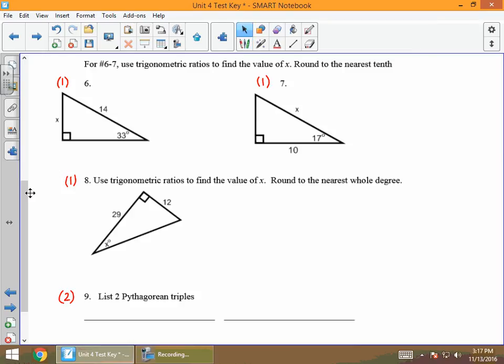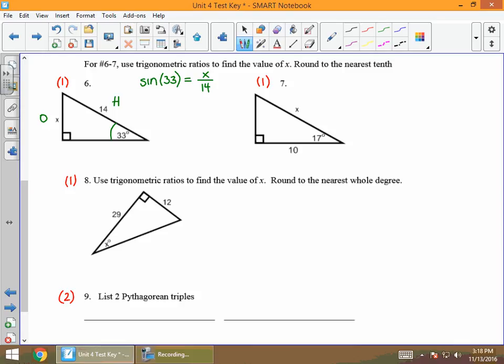Okay, question number 6 says use the trig ratios to find the value of x, round to the nearest tenth. That is 1 decimal point. All right, so 33 is my angle. So x is opposite, and 14 is the hypotenuse. So I'm using O and H, so I know that that is the sine. So the sine of the angle, sine of 33, calculator will tell me what that is. That is equal to the opposite, x, over the hypotenuse, 14.